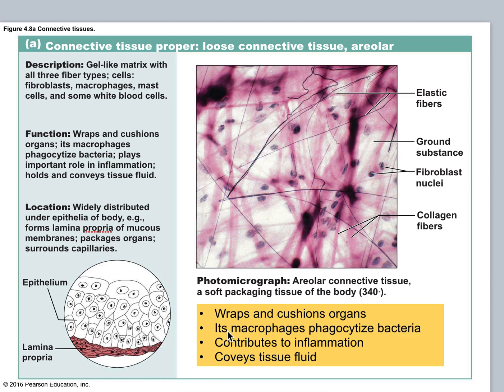And the yellow box describes some of the attributes of areolar tissue. It wraps and cushions organs, it holds macrophages and bacteria, it contributes to inflammation, and it conveys tissue fluid, so it has several functions. But this is one of the loose connective tissues.